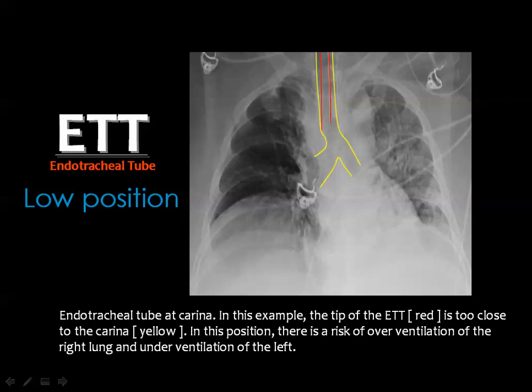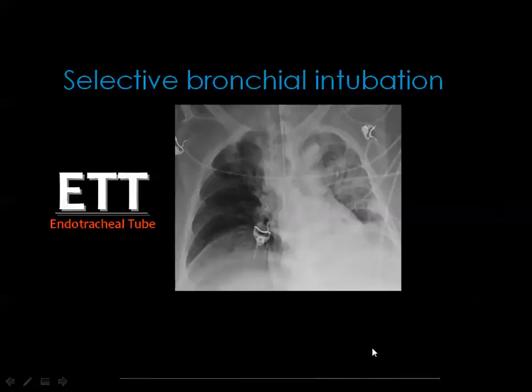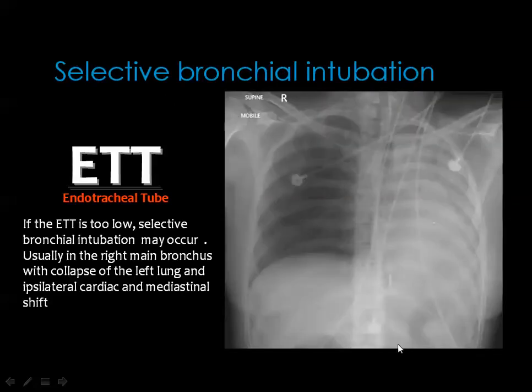Then, if the tip of the endotracheal tube is too close to the carina, this may lead to selective bronchial intubation, especially if the patient flexes his neck. This tube will go into the right mainstem bronchus. And this is selective bronchial intubation. You see the endotracheal tube, and this is the tracheal bifurcation, and the endotracheal tube has passed into the right main bronchus, resulting in hypoventilation of the left lung.